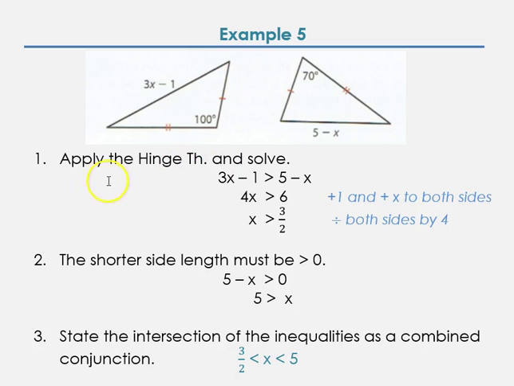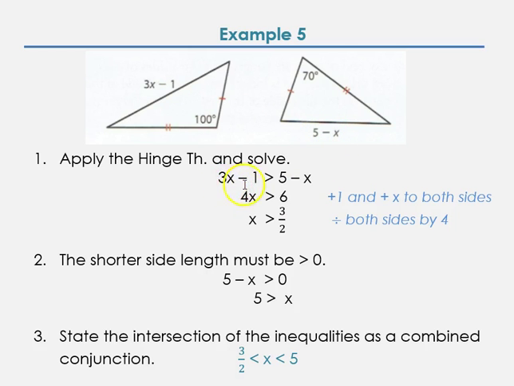Example 5. Apply the hinge theorem and solve. Let's look at what we have here. We have 2 triangles. We have 2 sets of congruent sides. We have 2 separate side measures and 2 different angles. Let's look at these angles. This angle is 100 degrees compared to 70 degrees. So this is the larger angle. So we know that 3x minus 1 will be greater than 5 minus x.